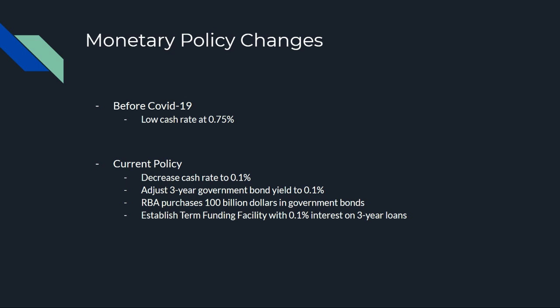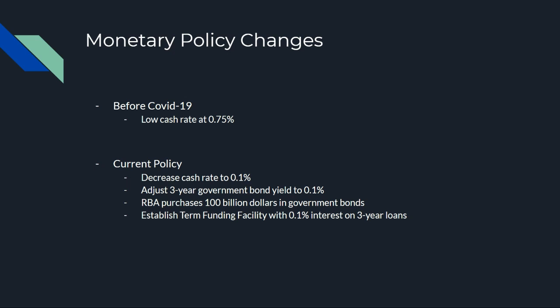In 2019, the cash rate of Australia was reduced to 0.75%. The bank set it this low because it had to respond to the uncertainty caused by the US-China trade war. However, during 2020, the RBA was forced to take even more drastic measures.